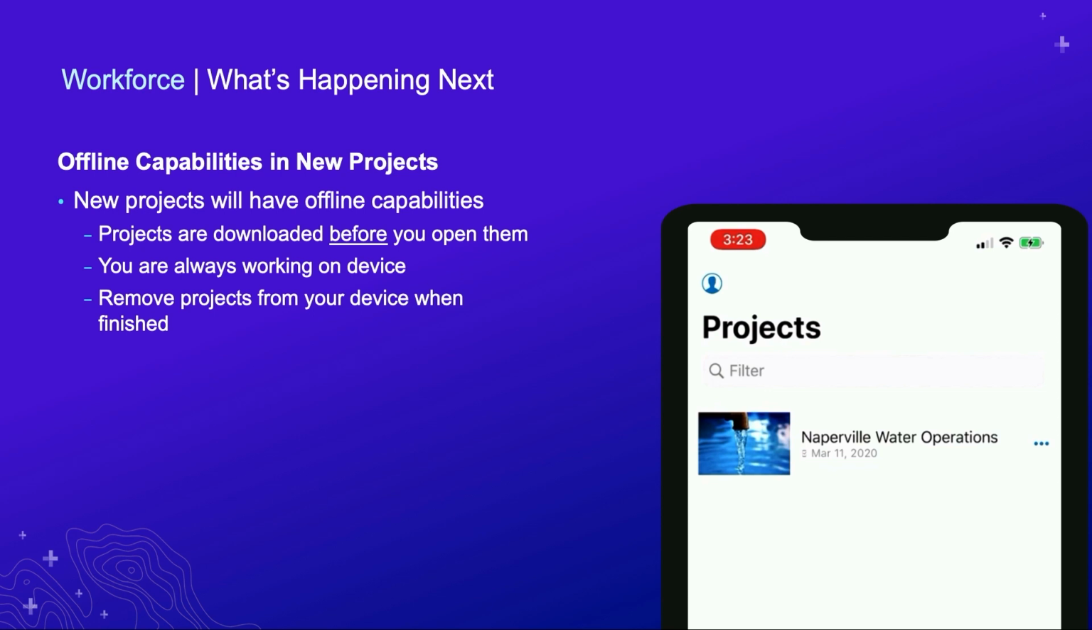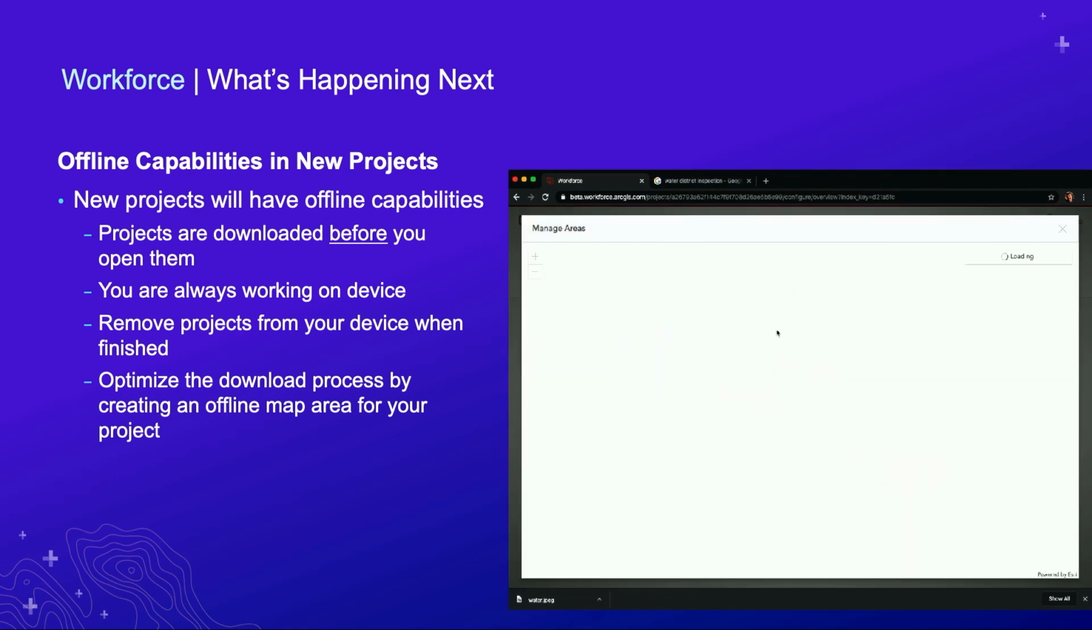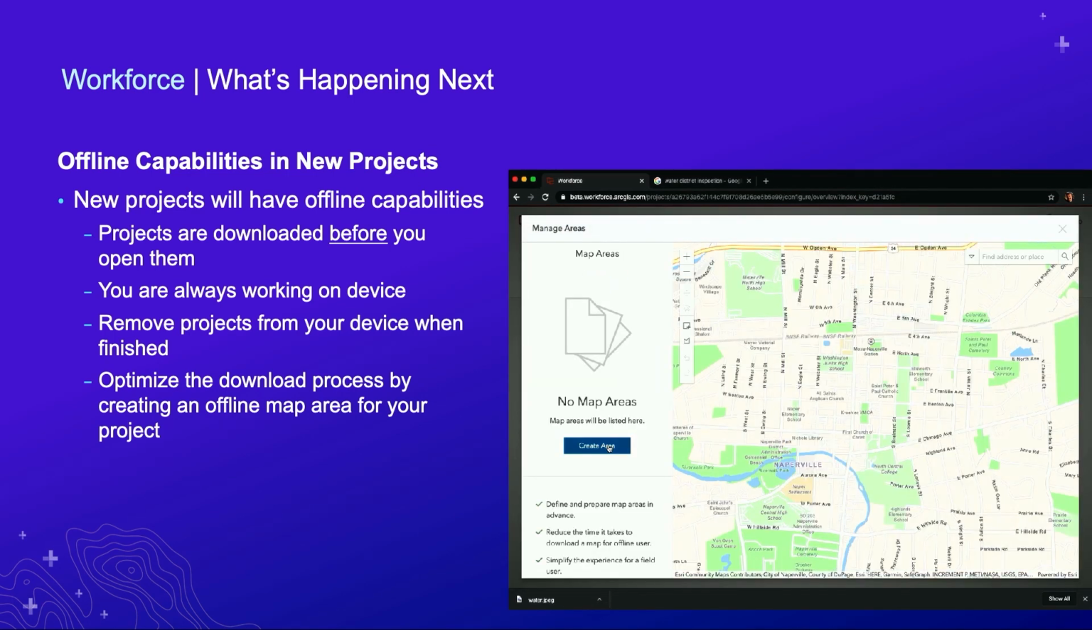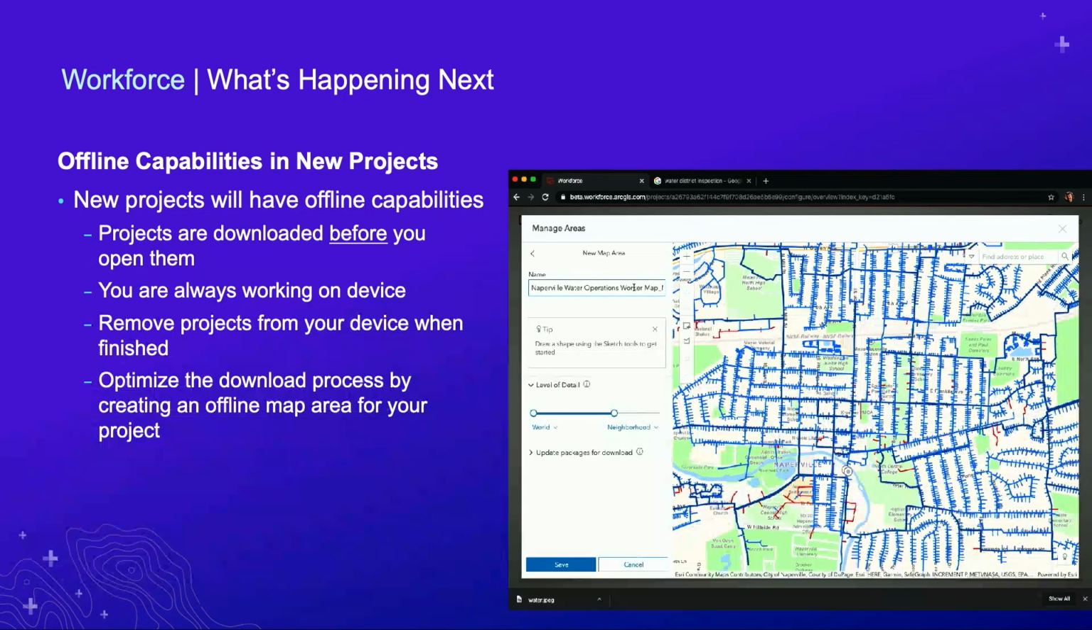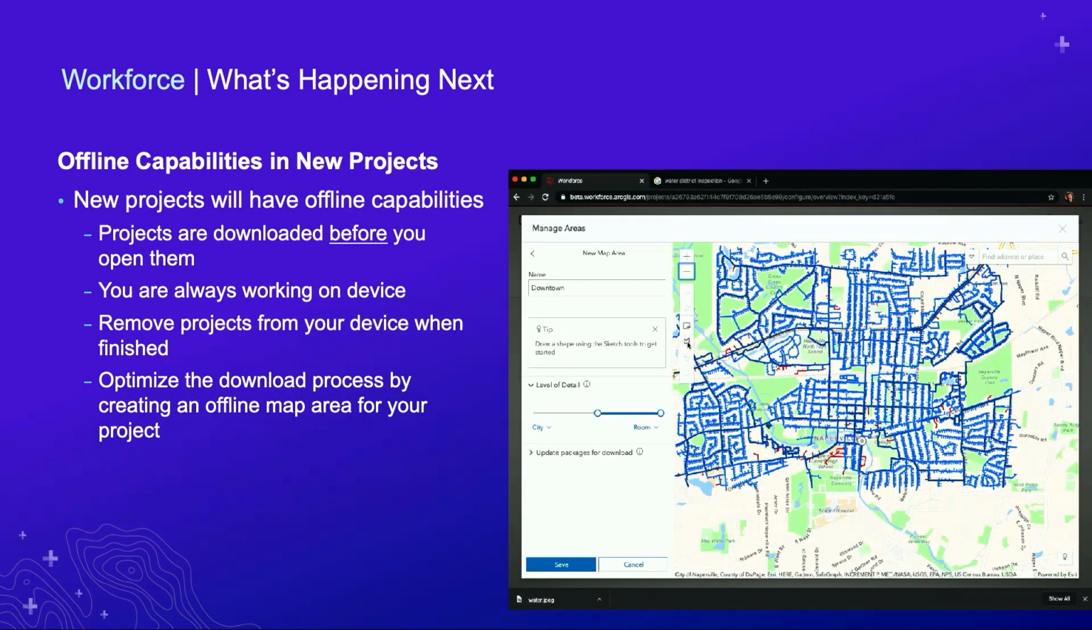What about the website? Well, on the website, you can optimize that whole overall download process by creating offline map areas for your project. Then your mobile worker just simply has to tap on that assignment. It's going to download the area that was already created with the pre-planned map area capabilities that are part of the platform I'm showing you here. And that really will streamline the overall process.